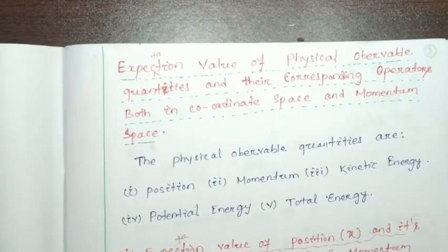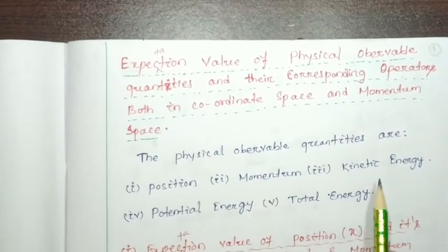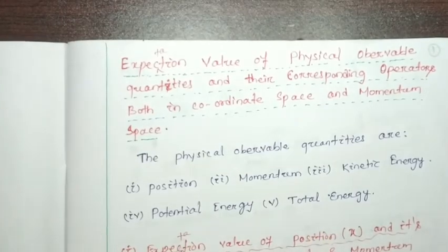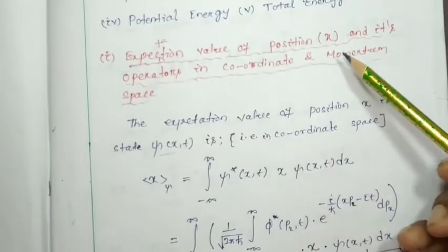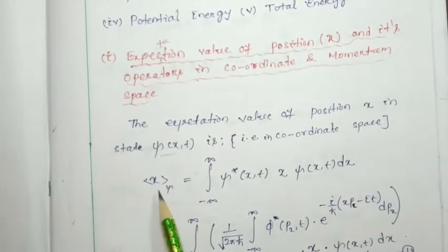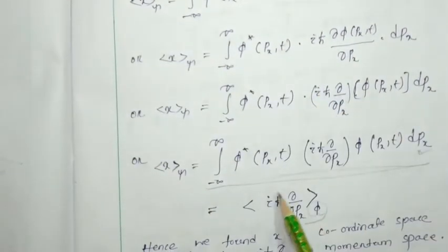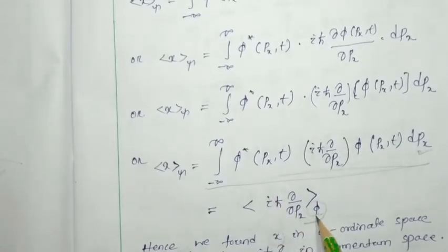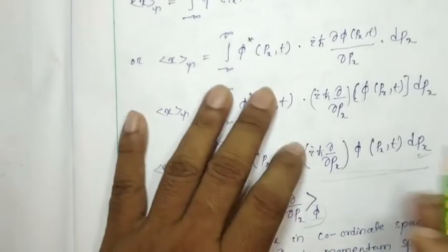The so-called physical observable quantities are position, momentum, kinetic energy, potential energy, and total energy. So the expectation value of x in coordinate space can be written in this way, and we found the expectation in momentum space. Position in coordinate space is equivalent to i h cross del by del px in momentum space. In detail we have discussed this.